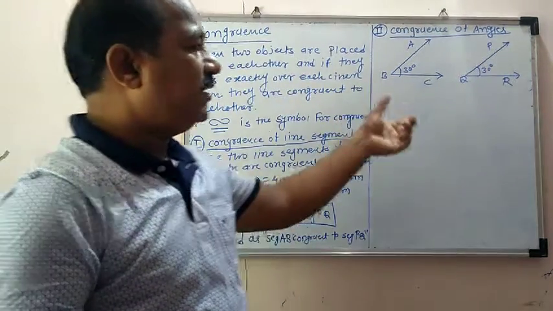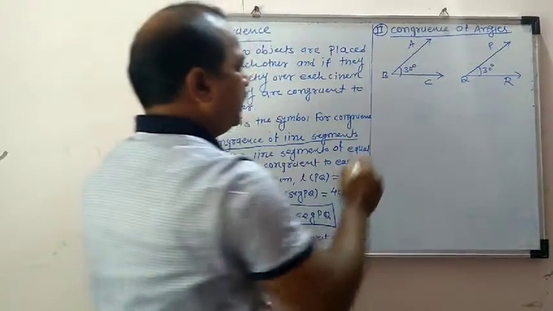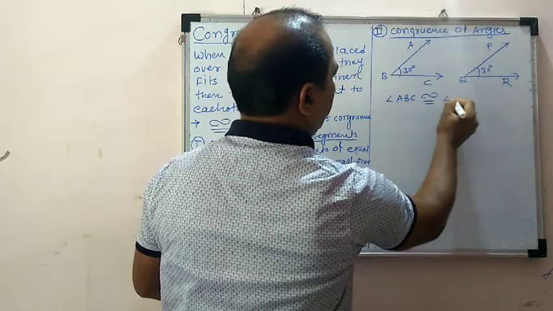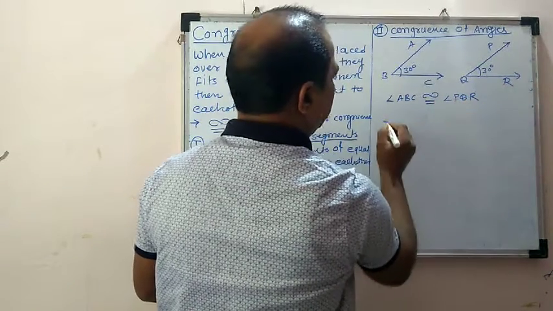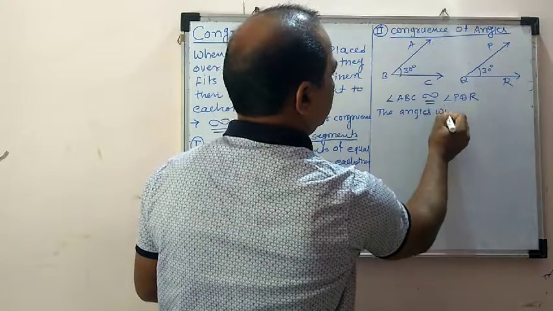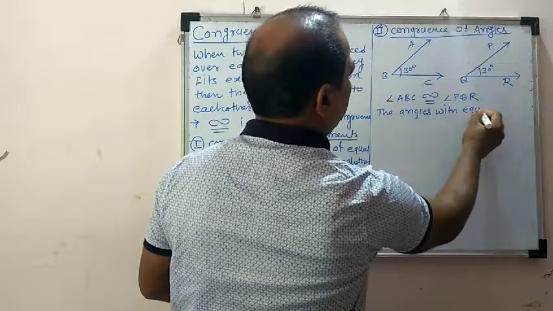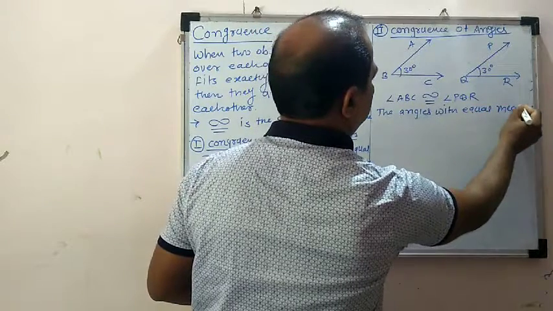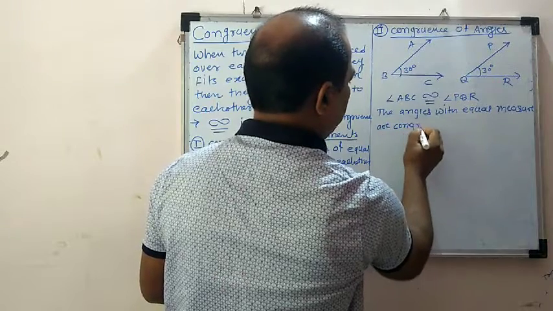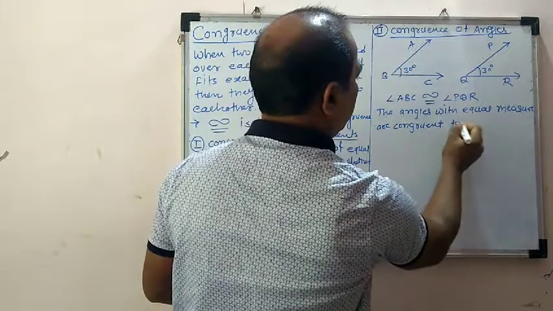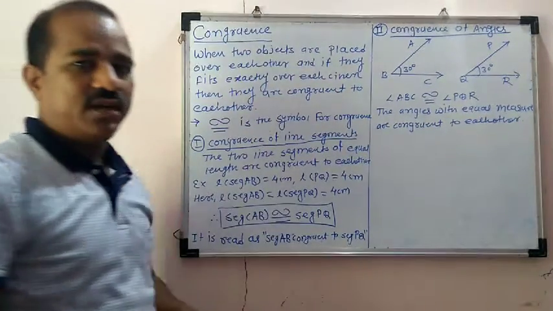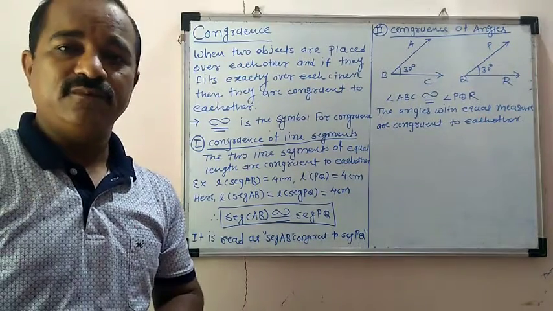Here the measures of these two angles are equal, so we write here angle ABC is congruent to angle PQR. Means what? The angles with equal measure are congruent to each other. Okay, the angles with equal measure are congruent to each other.